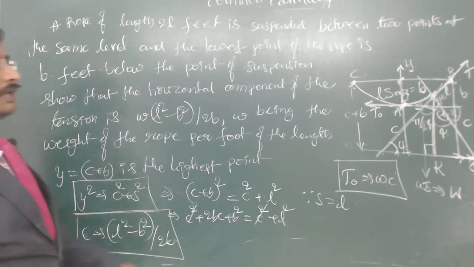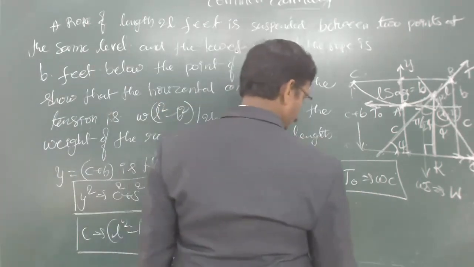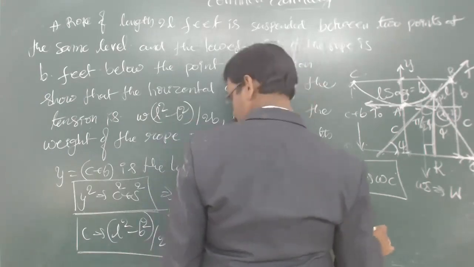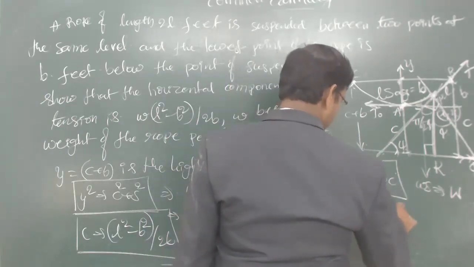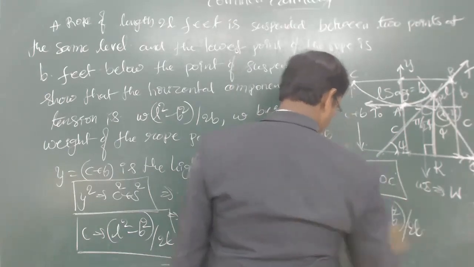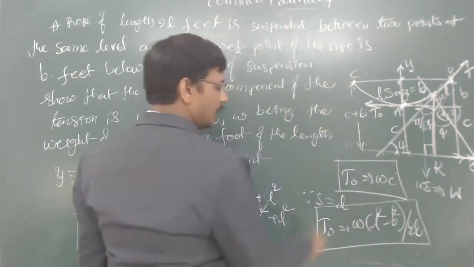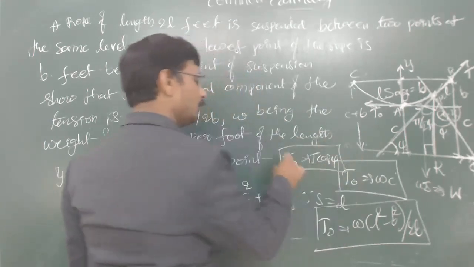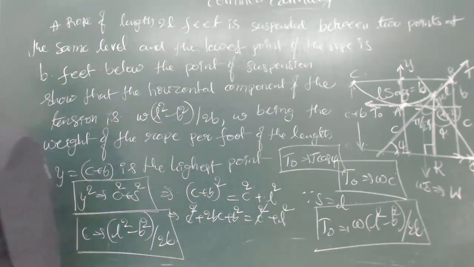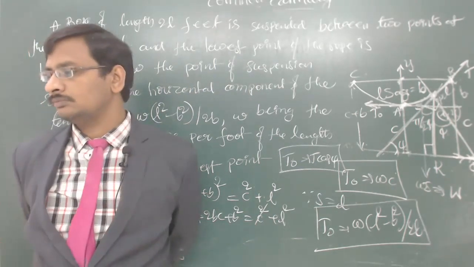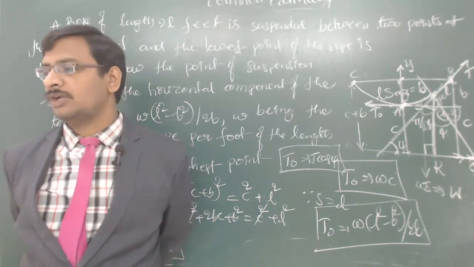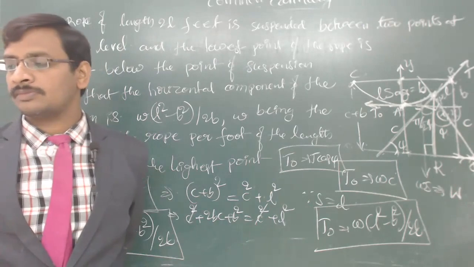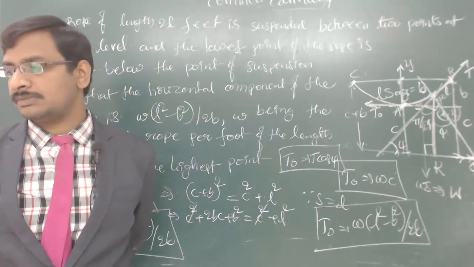Once you get this relation, you substitute here. So T naught is equal to W times (L square minus B square) divided by 2B. This is the horizontal component of the tension, which is again equal to T cos psi, the horizontal component at any point. Clear? Got it? Any questions on this?